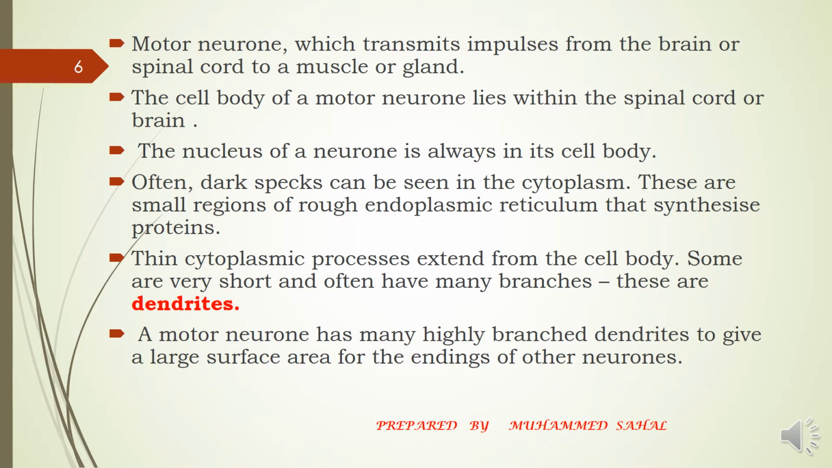Thin cytoplasmic processes extend from the cell body. Some are very short and often have many branches. These are dendrites. A motor neuron has many highly branched dendrites to give a large surface area for the endings of other neurons. Remember, these highly branched dendrites provide large surface area for the endings of other neurons.